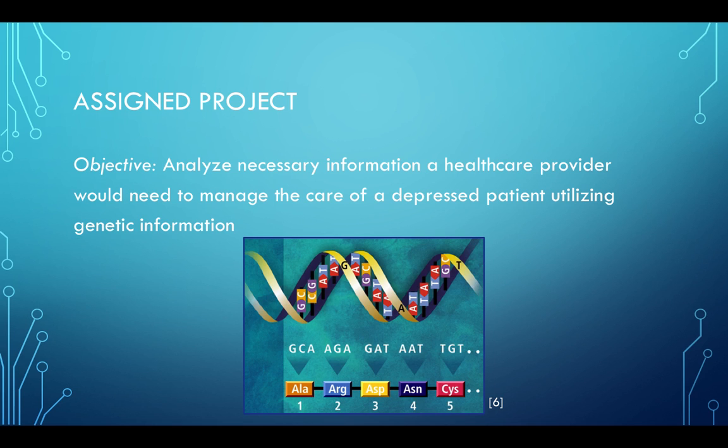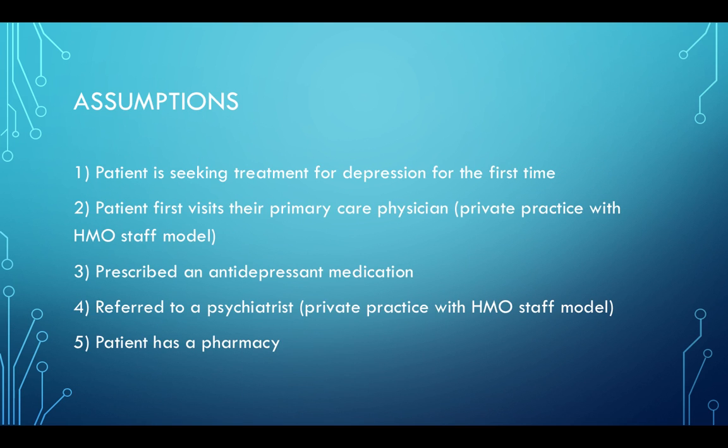So the assigned project for this week, the objective is to analyze necessary information a healthcare provider would need to manage the care of a depressed patient utilizing genetic information. A few assumptions before we really tackle the problem. The patient is seeking treatment for depression for the first time, so they aren't on any current medication. The patient first visits their primary care physician. They're prescribed an antidepressant medication, and they're referred to a psychiatrist, and the patient already has a pharmacy in place.